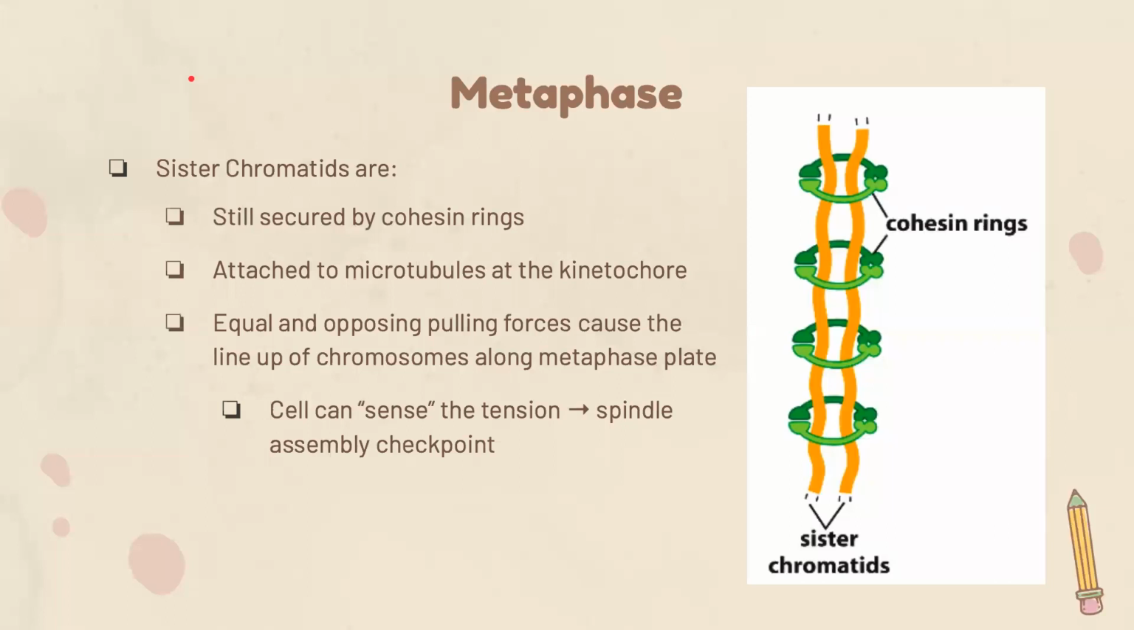Okay, so going into metaphase, this is where your sister chromatids are still secured by cohesin rings, so they're still connected together. And they are attached to microtubules at the kinetochore. It doesn't show it here, but pretend there's a kinetochore and they're connected to microtubules. What happens in metaphase is that, M for middle, they all line up in the middle. The equal and opposing pulling forces from that push and pull model bring all the sister chromatids to the middle, and then the cell can sense that tension, that they're all lined up and ready to actually separate now.